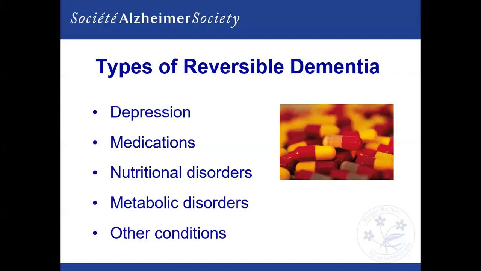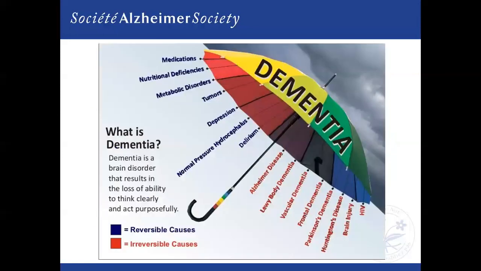So I just quickly want to show you that umbrella image again. I'm not going to go over it in depth, but just so you know, if we split that umbrella in half, in the blue font there at the top of the umbrella, you see the reversible causes. And at the bottom in the red font, you see the irreversible causes. So no wonder we start to see so many different forms that do exist today.